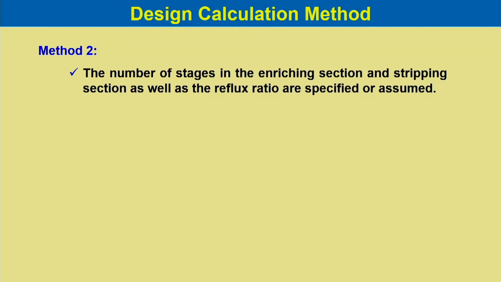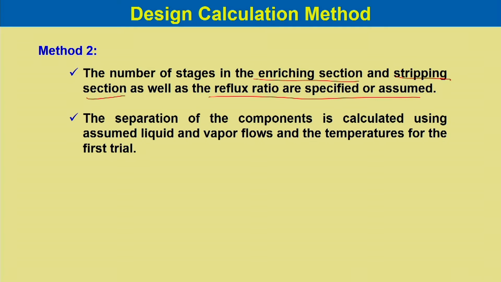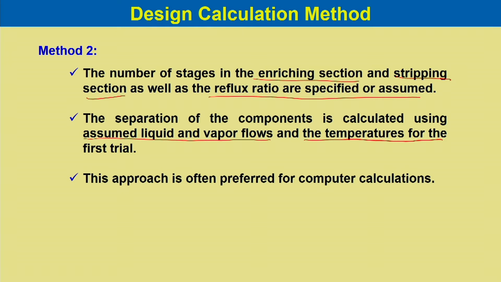In method 2, the number of stages in the enriching section and stripping section as well as the reflux ratio are specified or assumed. So, both sections, the enriching section and the stripping section. In addition to that, the reflux ratio has to be specified at the beginning. The number of components is calculated using assumed liquid and vapor flows and the temperature for the first trial. So, what we are assuming are liquid and vapor flows and the temperature for the first trial. This approach is often preferred for computer calculation.